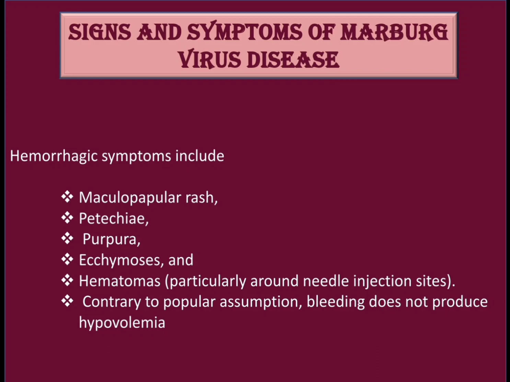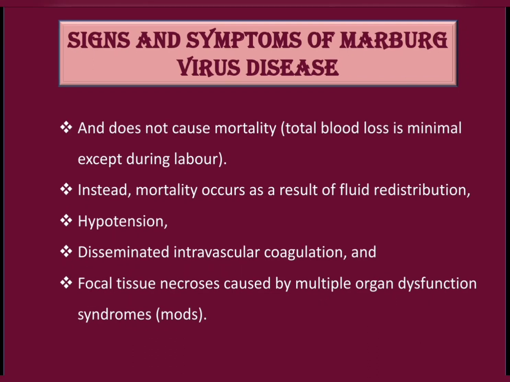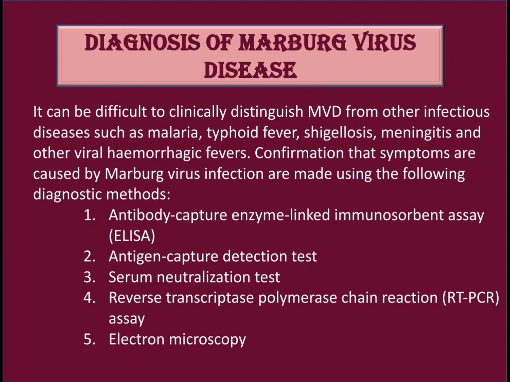Contrary to popular assumption, bleeding does not produce hypovolemia. Hypovolemia is a condition when the body loses fluid like blood or water, and it does not cause mortality. Instead, mortality occurs as a result of fluid redistribution, hypotension, disseminated intravascular coagulation, and focal tissue necrosis caused by multiple organ dysfunction syndrome.